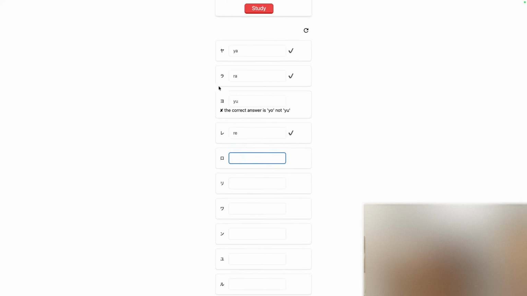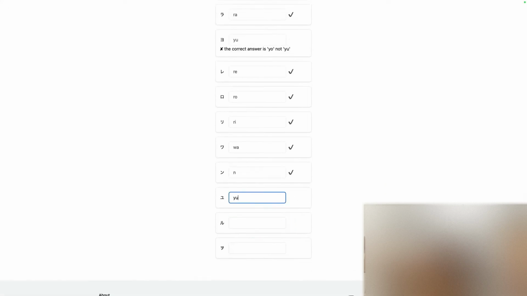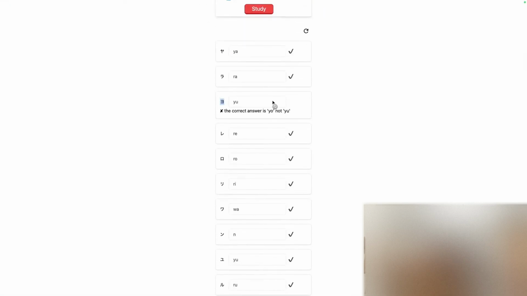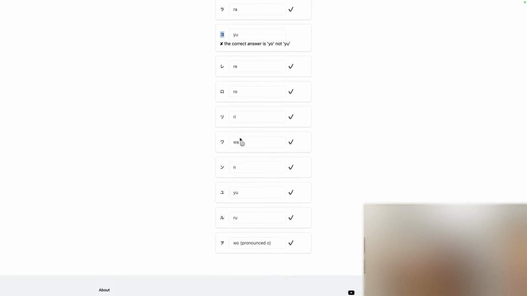I'm gonna try and come up with a story to remember this one. This is ro, ri, wa, en, you. Ru, and wo pronounced wo. And basically it's these two that I get mixed up. The yo and you.